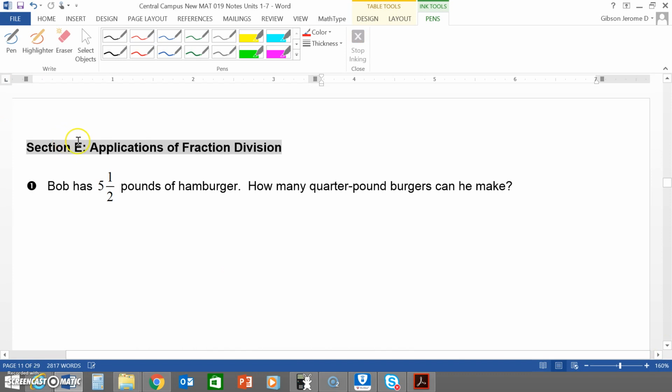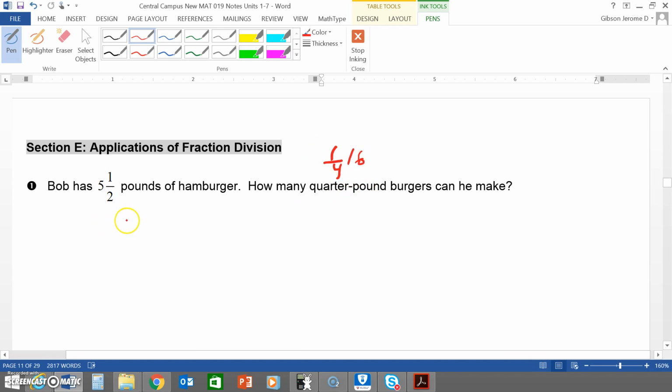Okay, so we have section E, application of fraction division. It said Bob has 5.5 pounds of hamburger. How many quarter-pound hamburgers can he make? Now, first of all, we need to know what a quarter pound is, or a quarter is. So that'll be 1/4, and it's 1/4 pound.